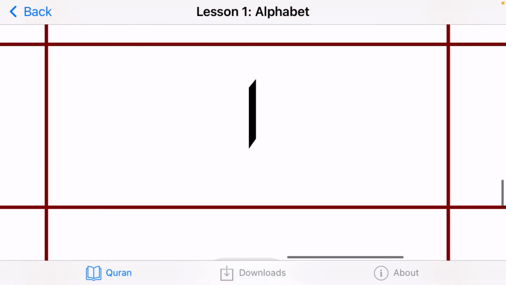The next letter? No, it's not lam. It's alif. Lam in the middle of a sentence could look like this, but the letters are separated, they're singled out. This is alif.